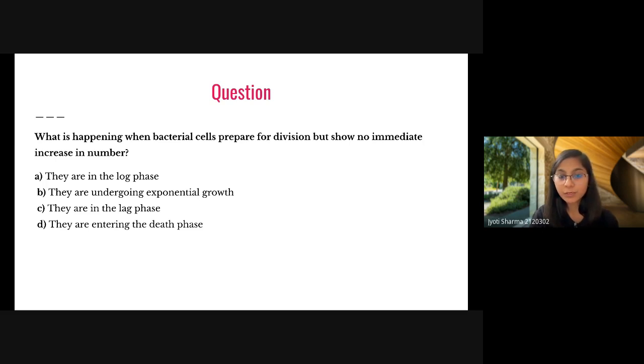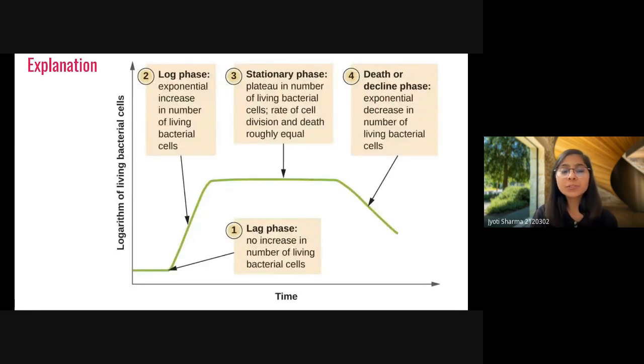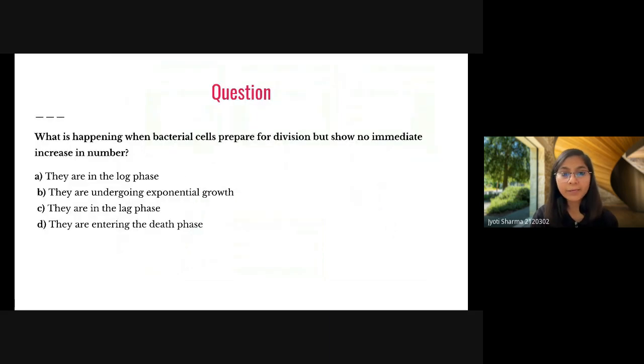Let me show you the curve again. So this is our curve: lag phase, log phase, stationary phase, and the death phase. You have to tell me the answer based on this. And my question is, when bacterial cells prepare for division but show no immediate increase in number, what kind of phase am I talking about?